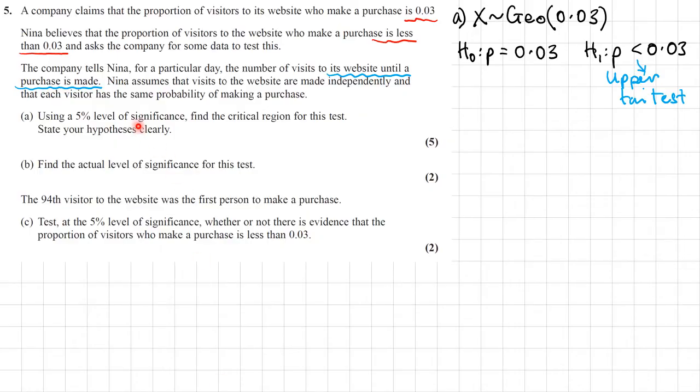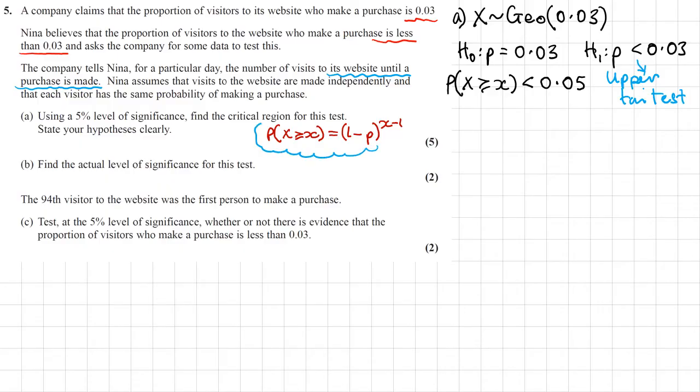Now we need to find the critical region for this test. So since it's an upper tail test, it's the probability that X is greater than or equal to x needs to be less than the significance level. It's always going to be less than the significance level, which is 5%. And now it's about solving this for x. Now for a geometric distribution, the probability that X is greater than or equal to x is (1 minus p) to the power x minus 1. So we'll just use that over here.